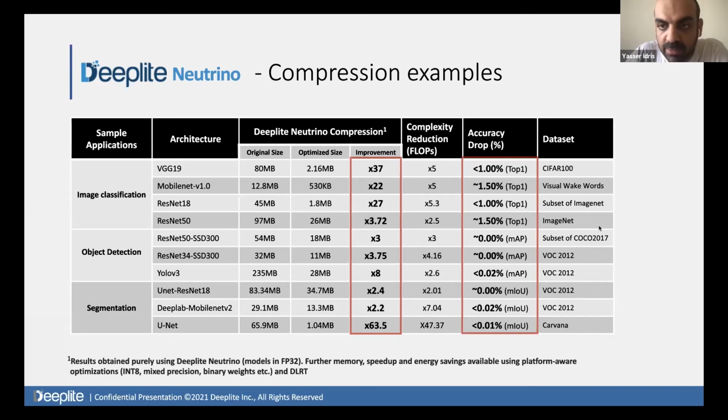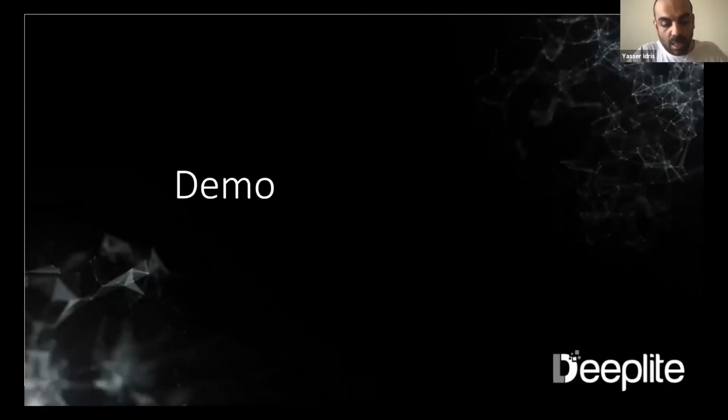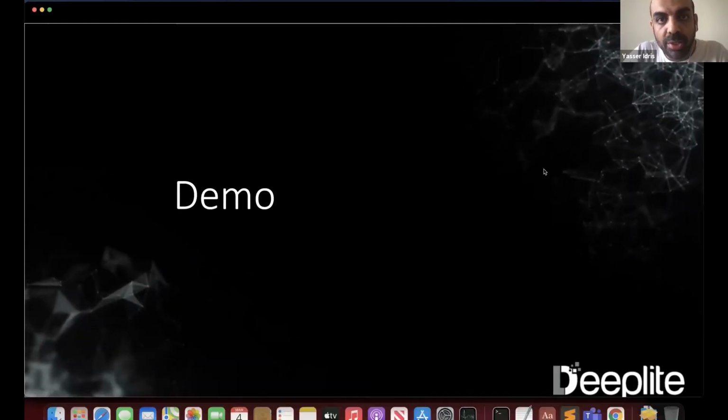And these are the names of the data sets. We're going to share the slides with you at the end, of course. And so this is just to give you a taste of the output of Neutrino and what Neutrino can do in the compression mode. So enough talk. Let's go ahead and start with the demo and see how we can actually use Neutrino, how easy it is to use.